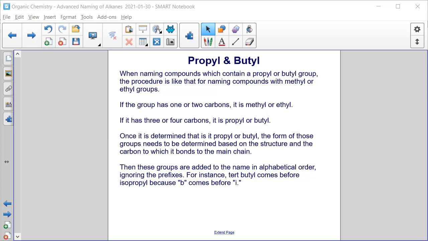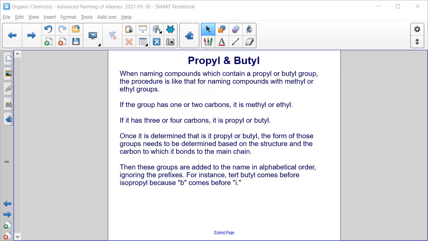When we're naming compounds that contain a propyl or butyl group, the procedure is similar to that for naming compounds with methyl or ethyl groups. We know that if it has 1 or 2 carbons, it is methyl or ethyl, and that if it has 3 or 4 carbons, it is propyl or butyl. Once we've determined that the substituent group is a propyl or butyl group, we have to determine based on the structure and the carbon to which it bonds to the main chain what form those propyl or butyl groups take.